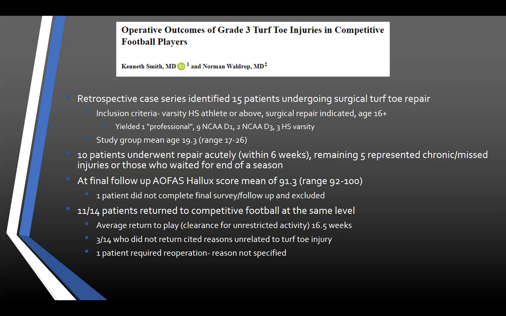In this bucket of 90 to 100, that usually denotes that the patients had an excellent outcome, very close to having a normal hallux or a non-injured hallux. So as a result, they had relatively good patient-reported outcomes.